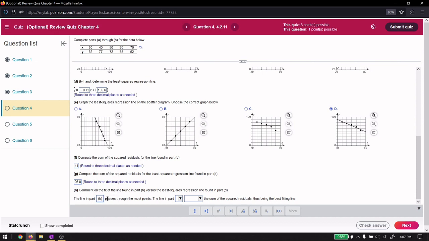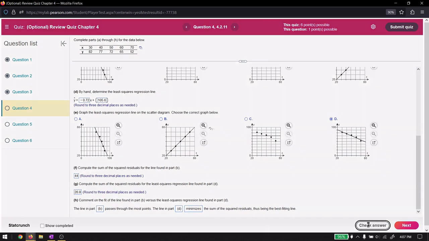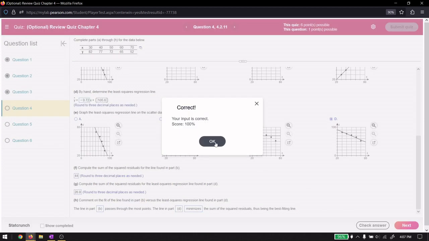So the line in part B passed through the most points. The line in part D minimizes the squared residuals, thus being the best fitting line. And that's all correct.